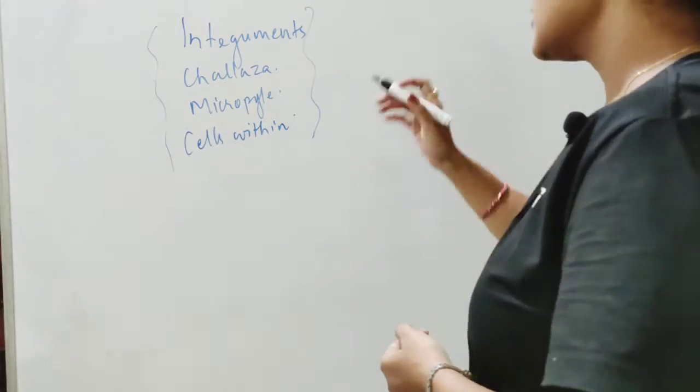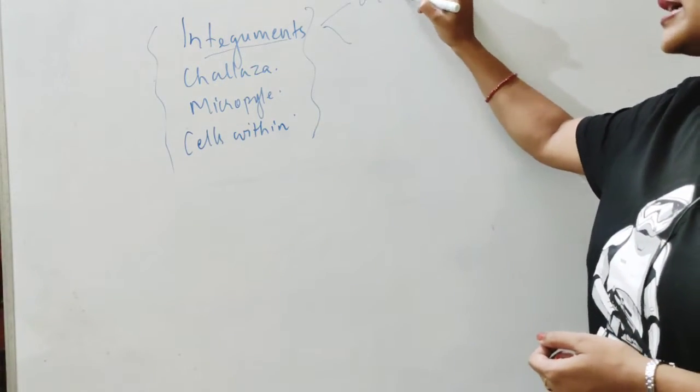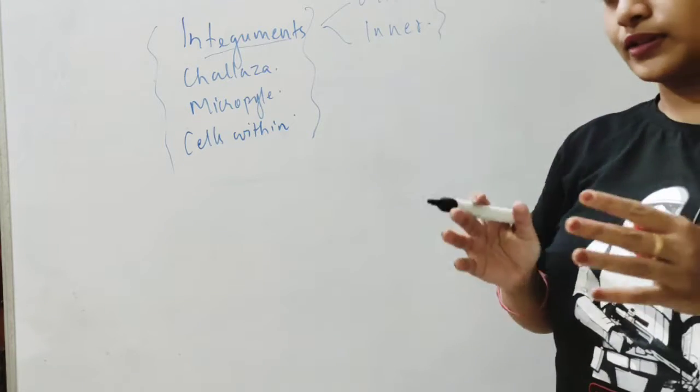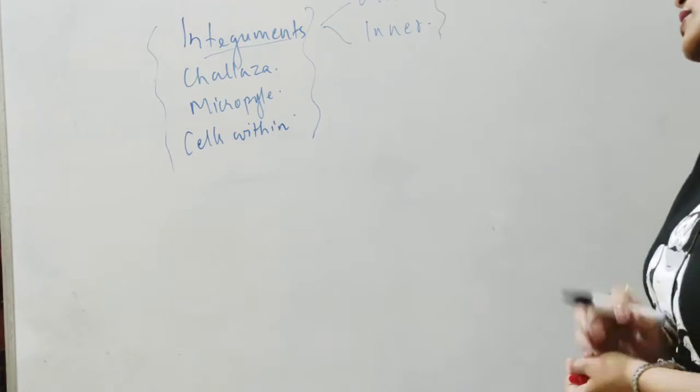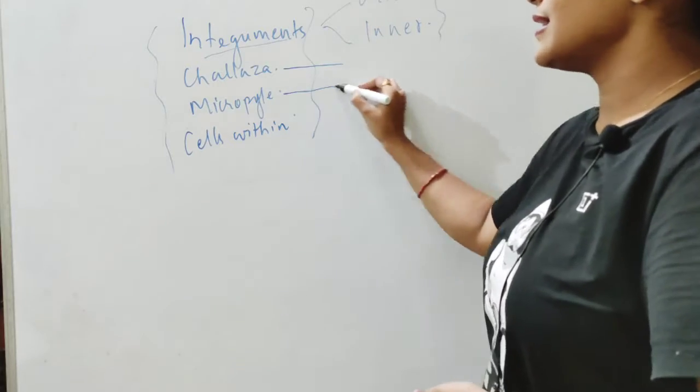So let's proceed. First of all, as I said, there are basically two integuments, one outer integument and one inner integument. What do these two serve? What is the most important function? They provide protection to the ovule, no doubt in that. Then we talk about the chalaza and the micropyle.